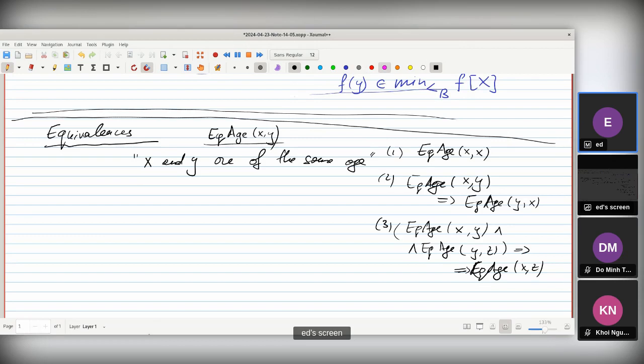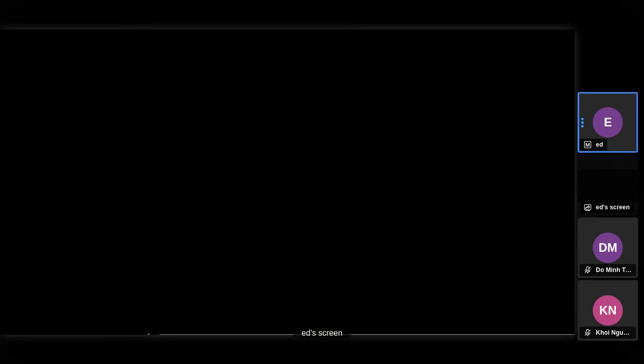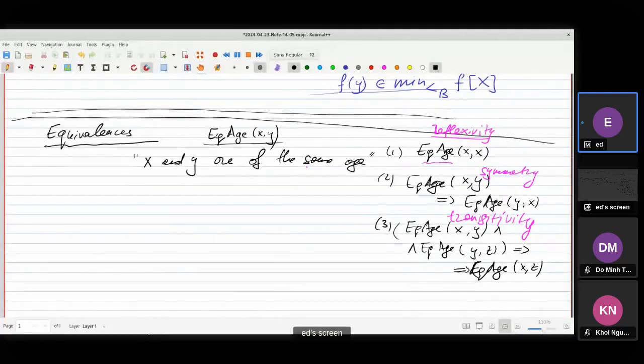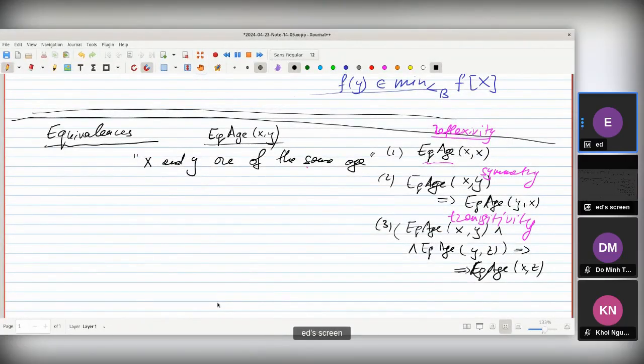But these properties, when binary relations are concerned, are respectively called reflexivity. Our binary relation contains every pair of identical elements. Reflexivity, this one. The second one is which property of a binary relation? Symmetry. Yeah, exactly. This is symmetry. And the last one? The last one is, of course, transitivity. So this relation to be of the same age is reflexive, symmetric, and transitive. You can consider many other relations of the same kind.